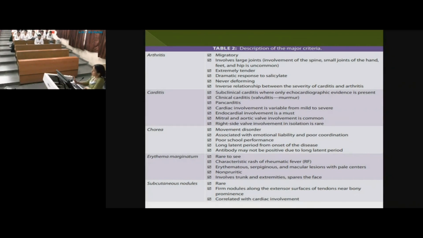It's the carditis we are actually worried about. Nowadays, subclinical carditis is also counted. That means the child has no palpitations, no features of CCF. You just do an echo and you find evidence of heart involvement. So that is also taken as evidence of carditis. Carditis is pancarditis. If you remember, Aschoff nodules are present even in the pericardium, myocardium, endocardium. It's all the 3 layers.